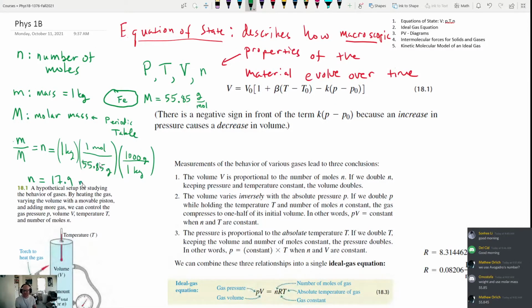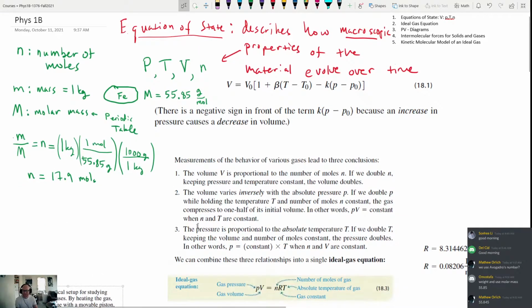And then what's the unit? It's just moles. So a mole is the amount of a substance. When you say you have 17.9 moles, that describes just how much of the substance you have. That's the unit, moles.